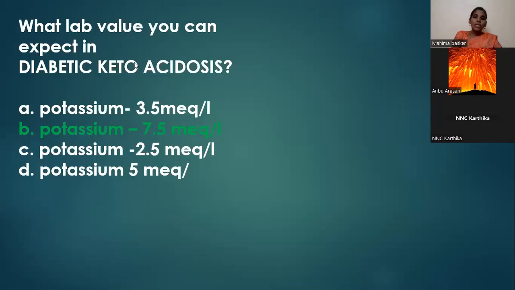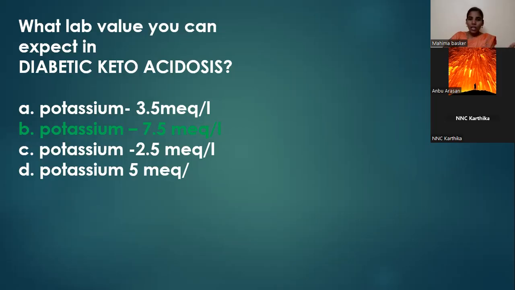So here, what is the lab value you can expect in diabetic ketoacidosis, they have asked? Okay, what will be the lab value? Ketone will be increased, potassium will be increased for the diabetic ketoacidosis patient. Okay, we will see in the endocrine system. I will be taking it. So just remember diabetic ketoacidosis: keto means ketone increase, and potassium will also be increased.